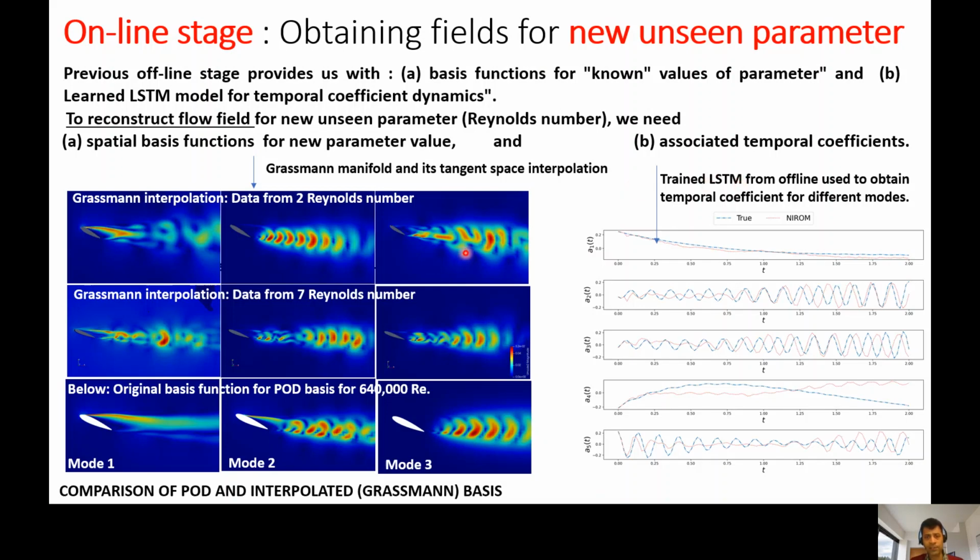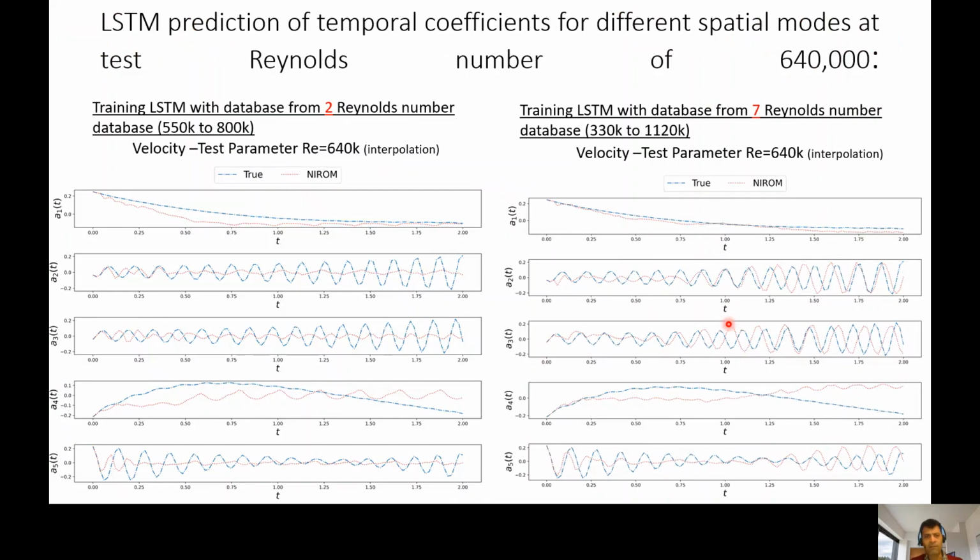Now, once we obtain the basis functions, the trained LSTM and the temporal coefficients, we can reconstruct the flow field. However, we would like to share some of the knowledge that we got while training this LSTM. When we started training the LSTM with the database from just 2 Reynolds numbers and tested it on 640,000, we saw that there is some deviation between the LSTM predicted, the red ones, and the actual true values. And it's also not able to capture the oscillations.